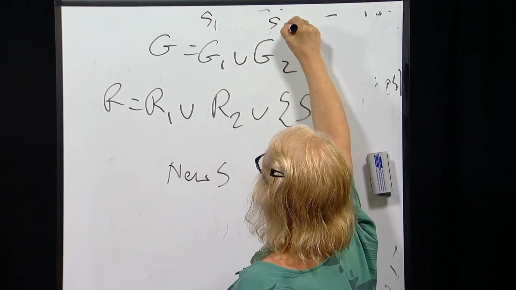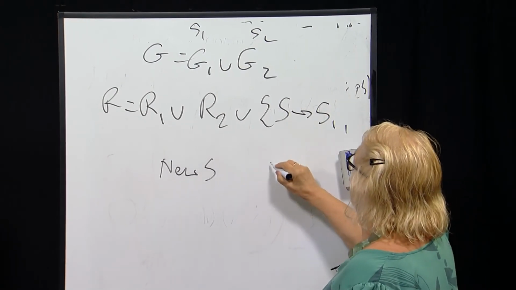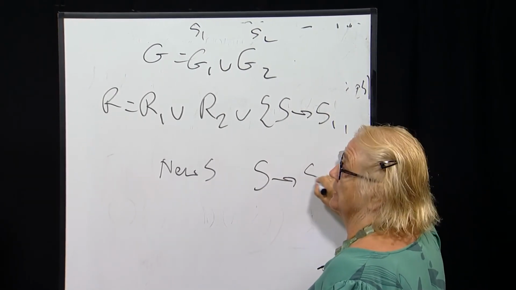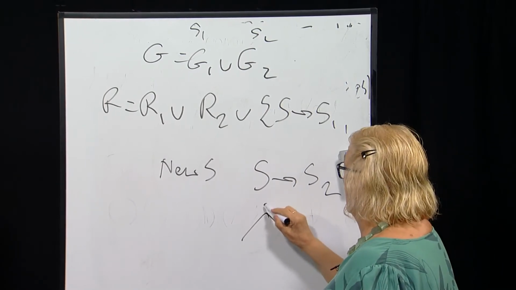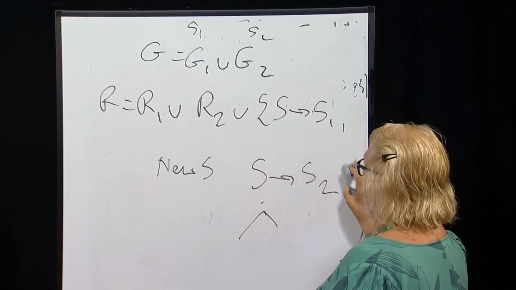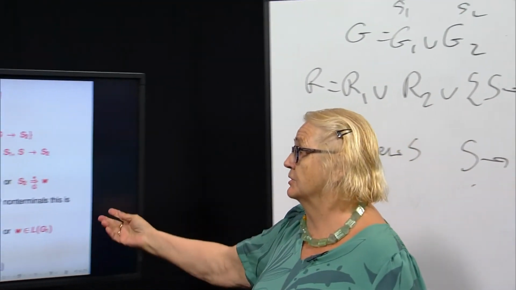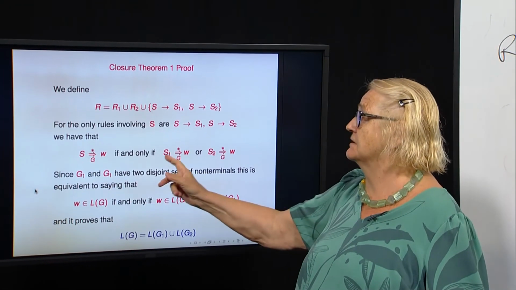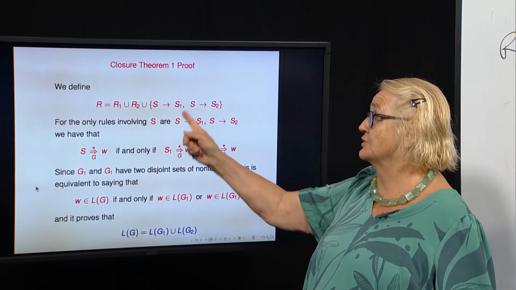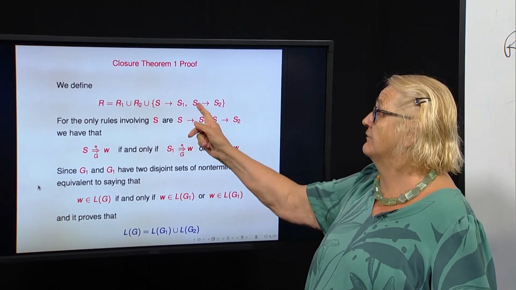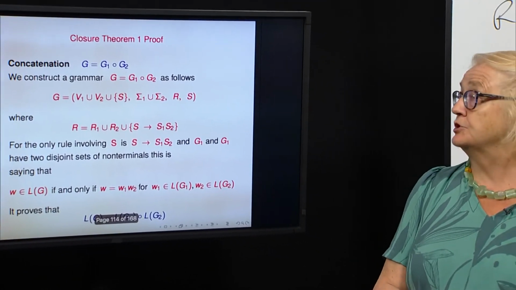Since this one has S1 and S2, we add the rule S goes to S1, and the rule S goes to S2. So it means that in the grammar you can go to the first grammar or to the second. And of course, you have a derivation in this grammar if and only if you have a derivation going from S to S1, or from S to S2, so you have the union of languages.